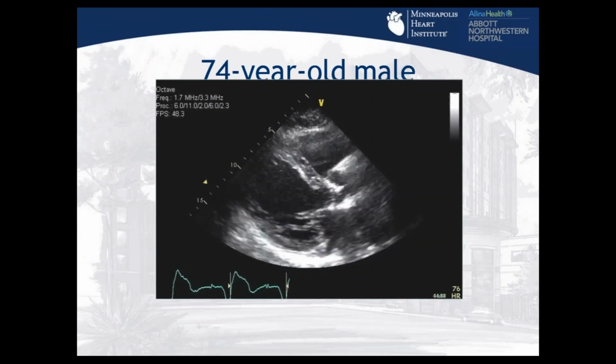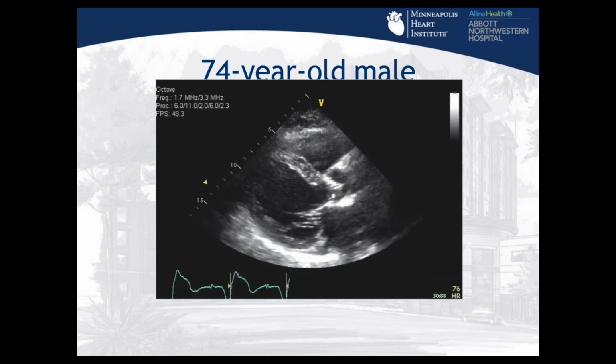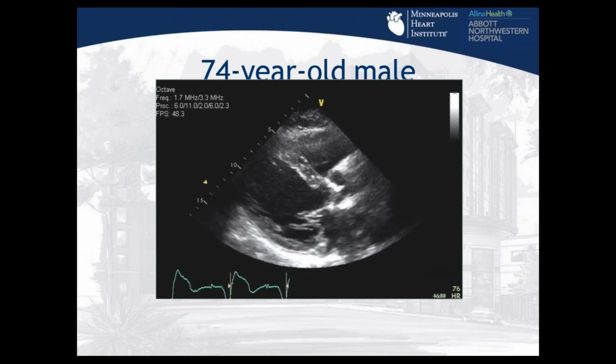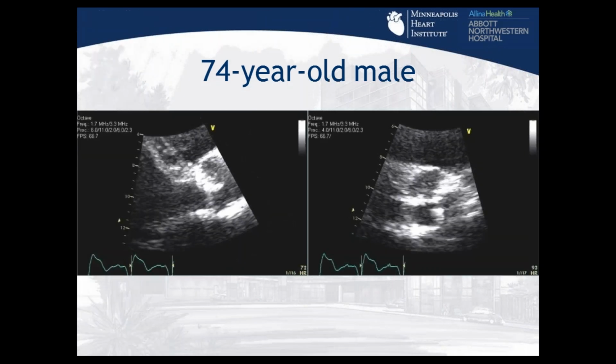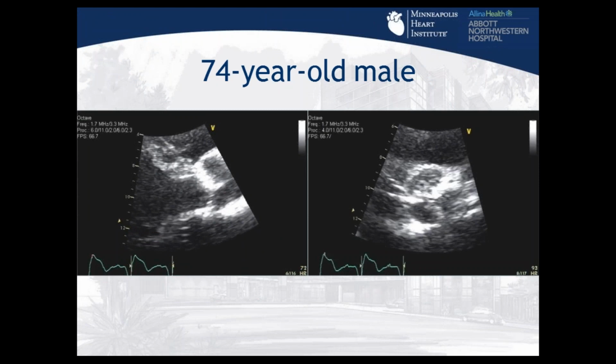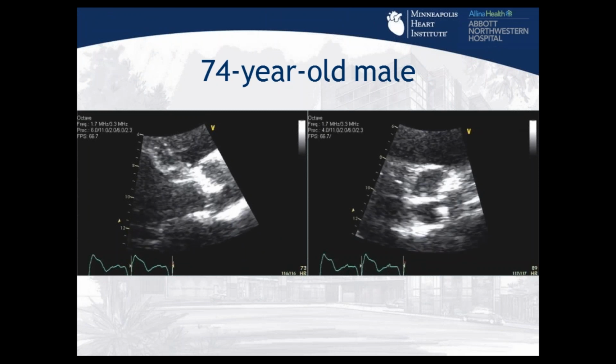That's his parasternal long axis. You see low ejection fraction, calcified aortic valve with restricted leaflet excursion. Just some more images of the close-up on the valve with the long axis and short axis.